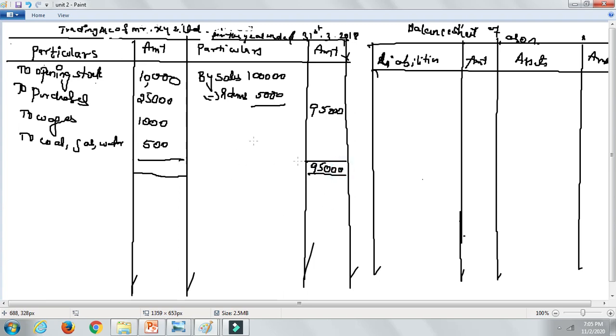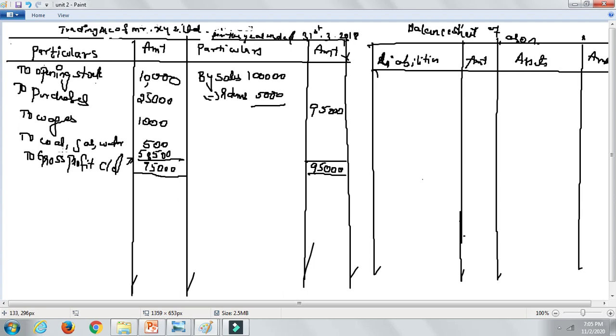95,000, if you subtract from 95,000, it will be 85,000. 85 minus 25,000, 60,000. 60,000 minus 1,000, 59,000. 59,000 minus 500, it will be 58,500. This is nothing but the total you need to write down. Now incomes are more than your expenses, so this will be nothing but profit. So you are going to write down gross profit carried down. This is your gross profit amount.